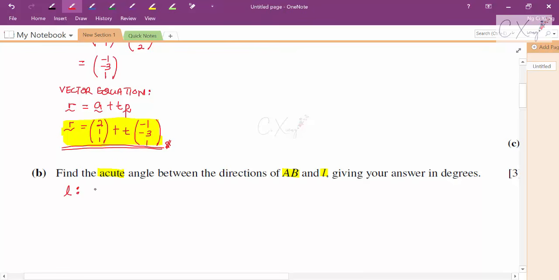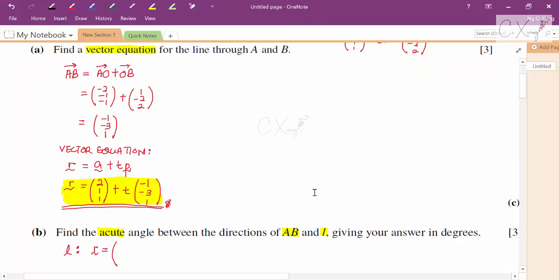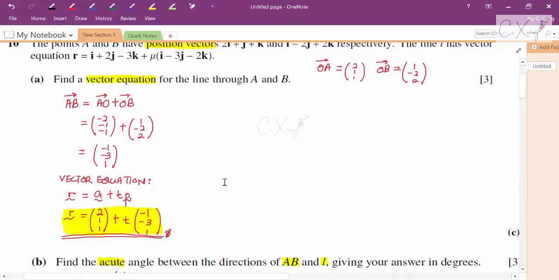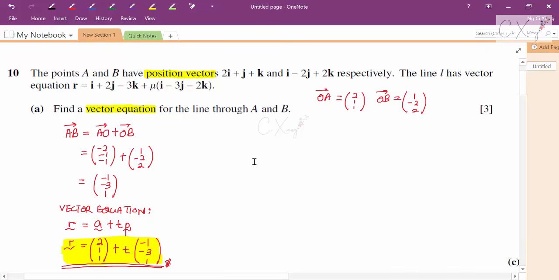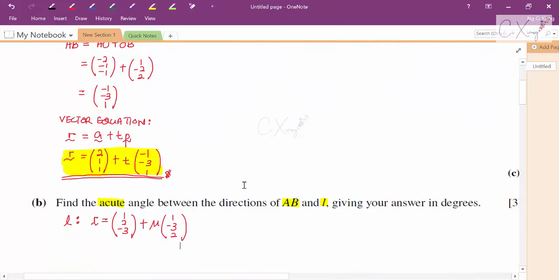it is actually r equals, and then what is the passing point? So the passing point is 1, 2, negative 3, plus mu times 1, negative 3, and negative 2. Oh, sorry, and negative 2.